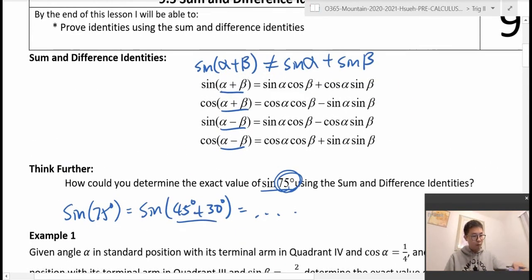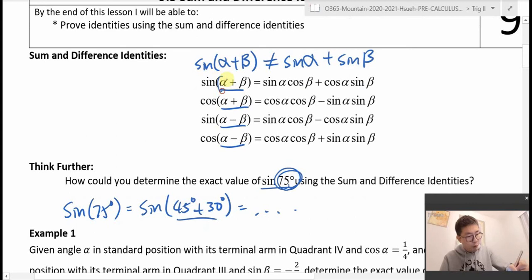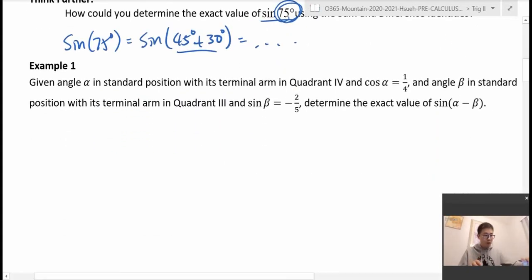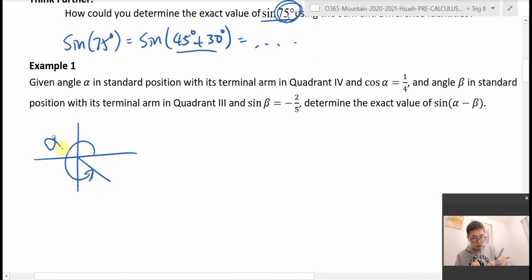So just one more thing before we continue. Recall alpha and beta are two angles. Just like our example here, we have alpha in quadrant 4. So here is my alpha, and here's my triangle. Cosine alpha is adjacent over hypotenuse, so 1 over 4. We can find the opposite side by using the Pythagorean theorem.